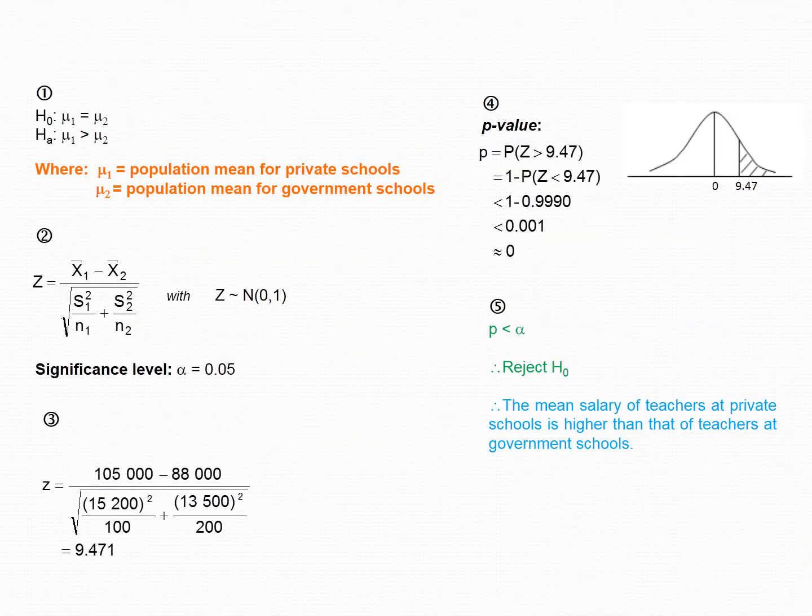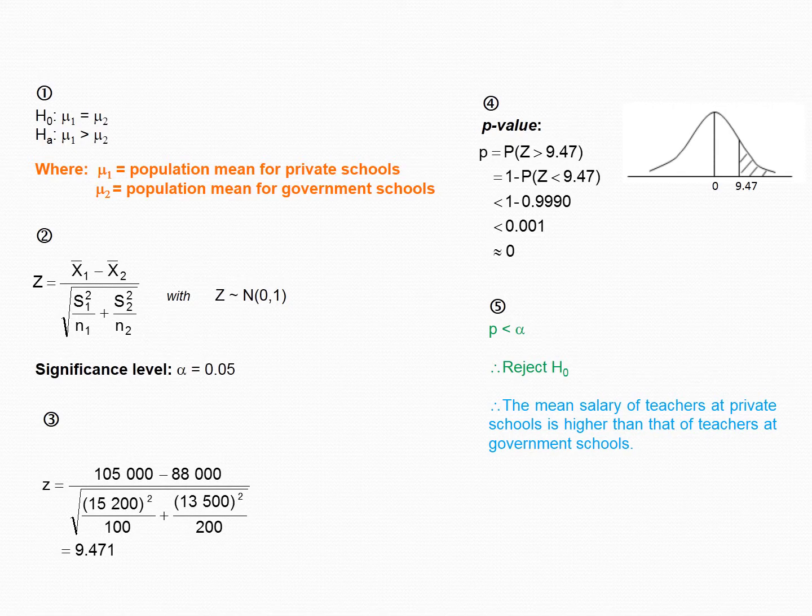In step 1, we specify the null and the alternative hypotheses. So in the null hypothesis, you will state that μ1 is equal to μ2, and in the alternative hypothesis that μ1 is greater than μ2. Remember to specify what μ1 and μ2 represent. So we can define μ1 as the population mean for private schools and μ2 as the population mean for government schools. Step 2, you write down the formula for your test statistic and you indicate the distribution of that test statistic, and you also give your significance level.